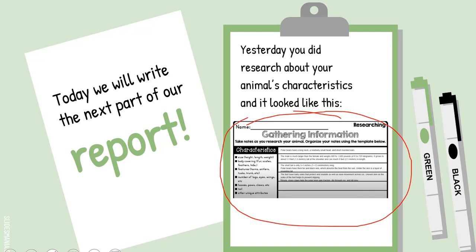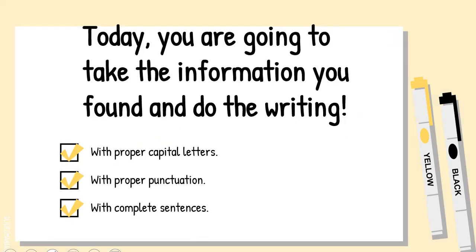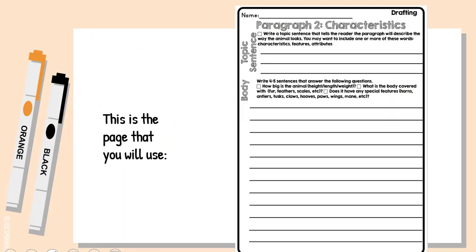So we talked about polar bears, and that was all of the information about the characteristics of polar bears that I found. So now I'm going to take this information and I'm going to write the next part of my report. So I'm going to write it on my report page, okay, with capital letters, with proper punctuation, and with complete sentences. And it's going to be on this page here, okay? So this is our draft page. This is our rough copy page.